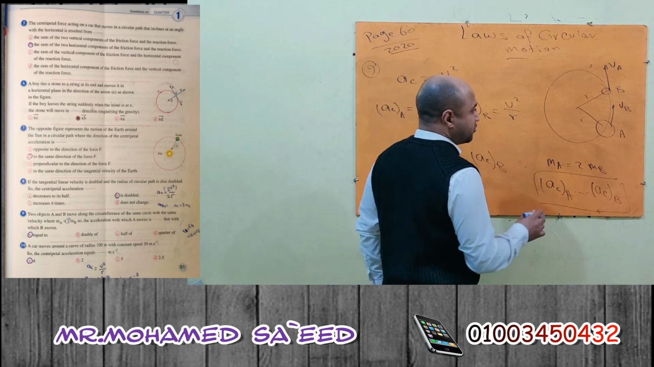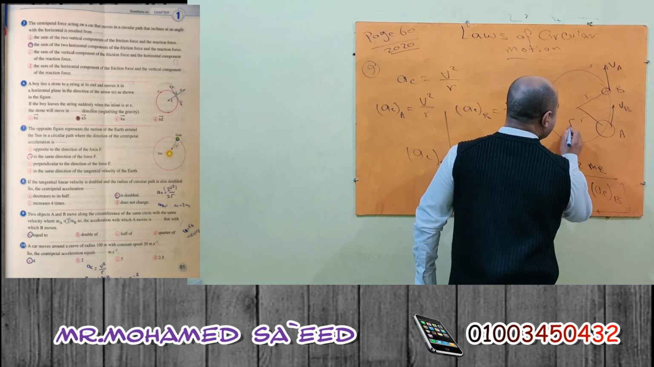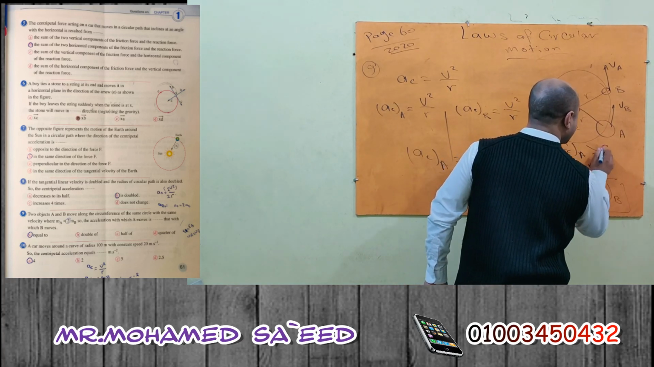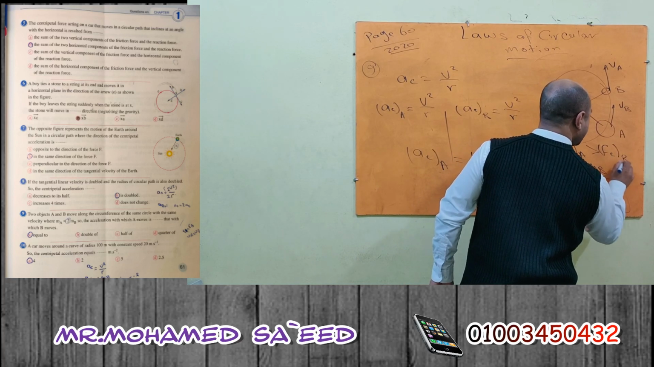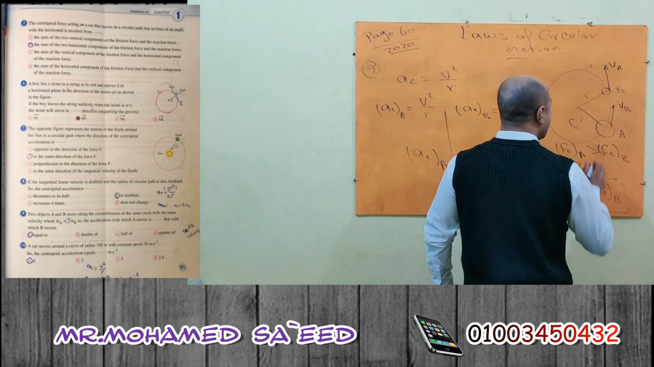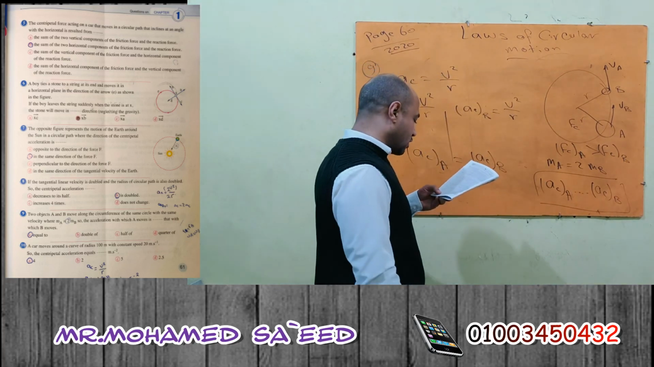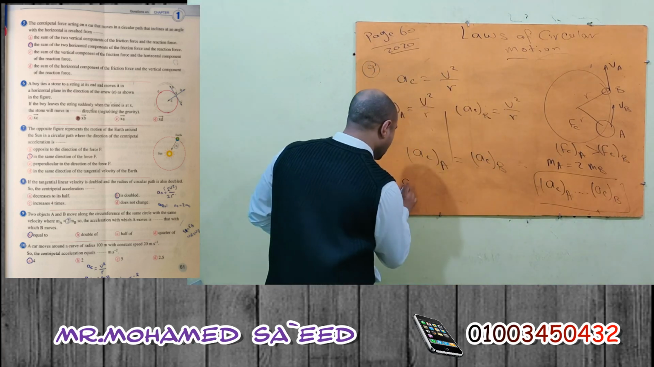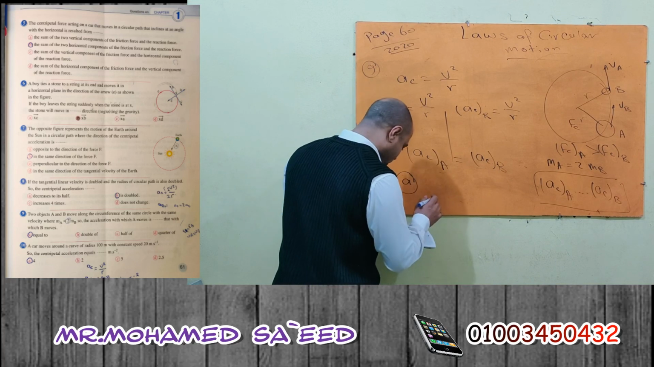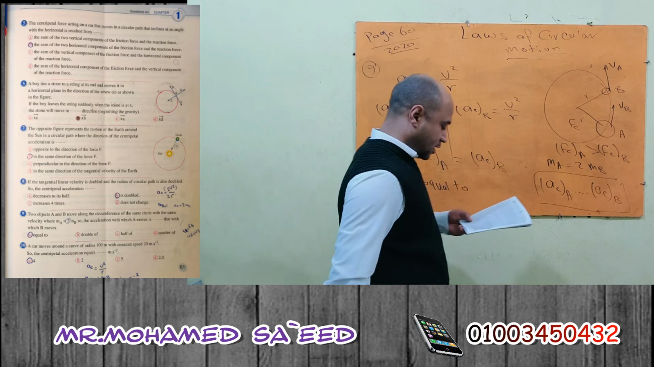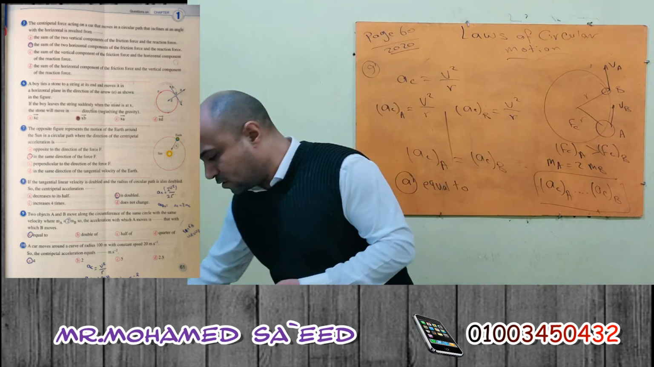So the centripetal acceleration AC of object A equals AC of object B. But you should know that object A requires a centripetal force FC of A greater than FC of object B because it has greater mass. But both of them have the same centripetal acceleration. So the true answer is AC of A equals AC of B. Okay, question number 10.